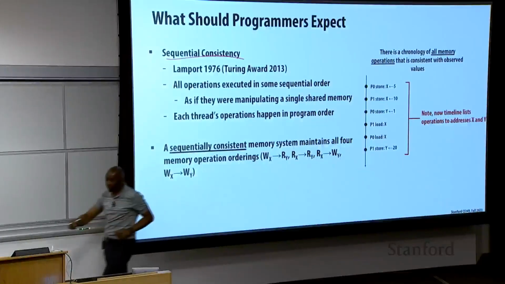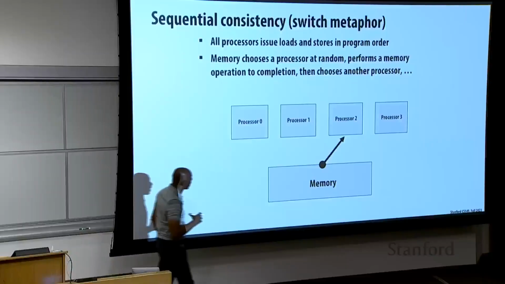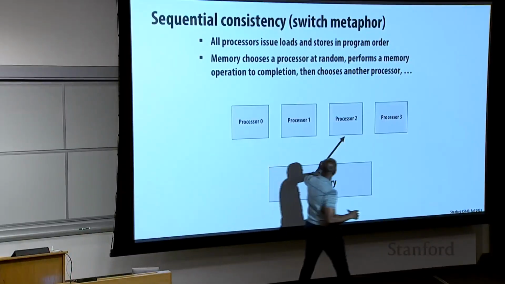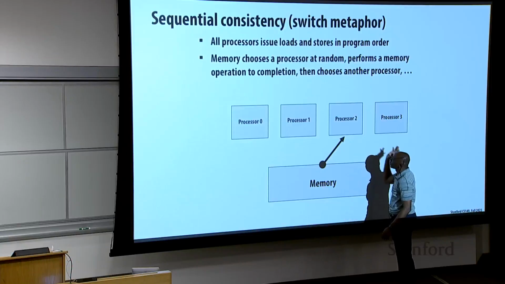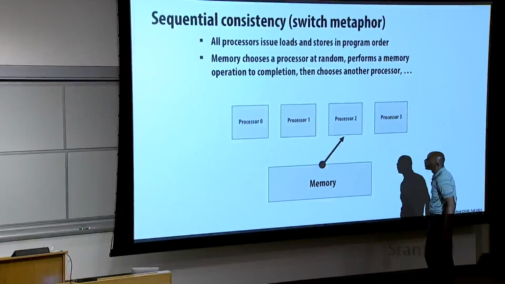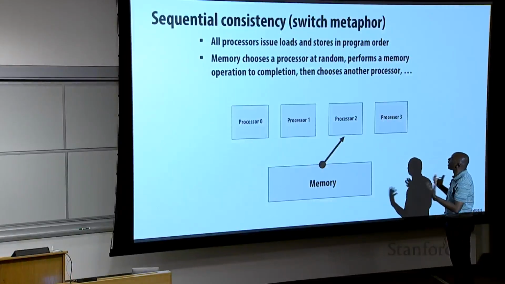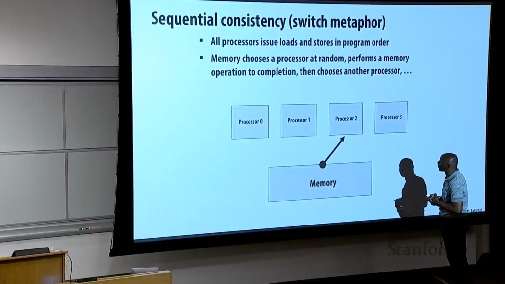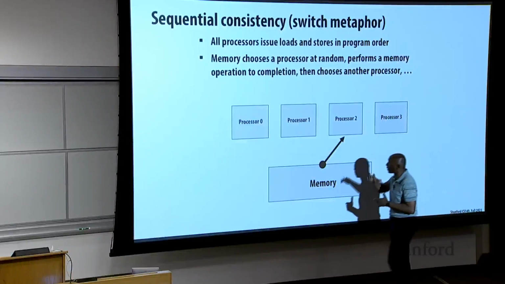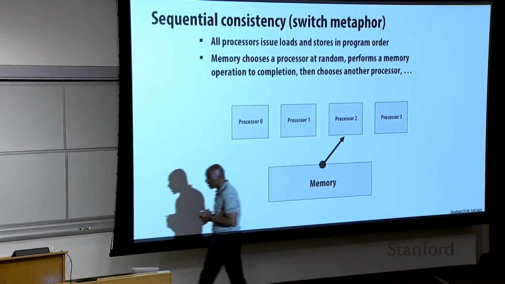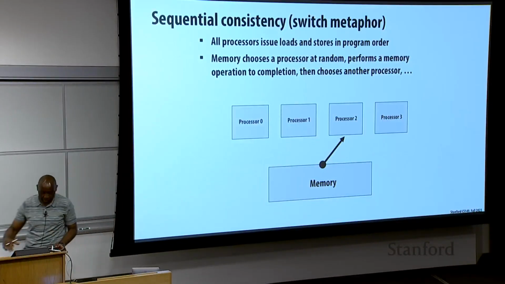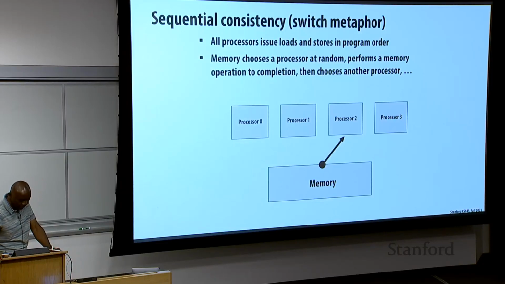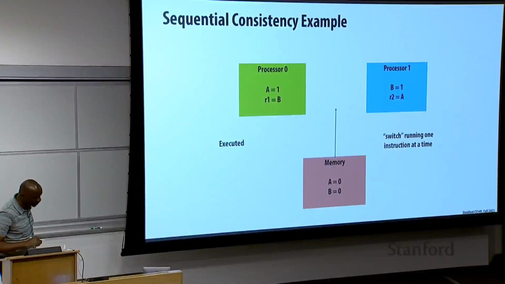One way of thinking about sequential consistency is this switch metaphor, where you've got a single shared memory and a pointer. This pointer randomly points to any of the processors, accepts a memory operation from the processor, and then flips to another processor and takes some random number of accesses from that processor. Okay, so we've got this idea of sequential consistency.